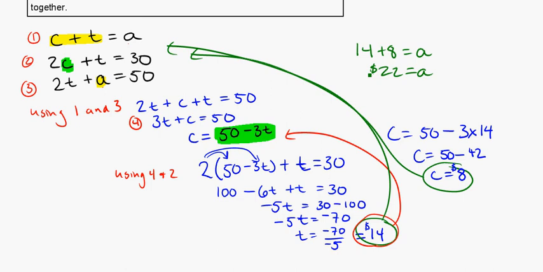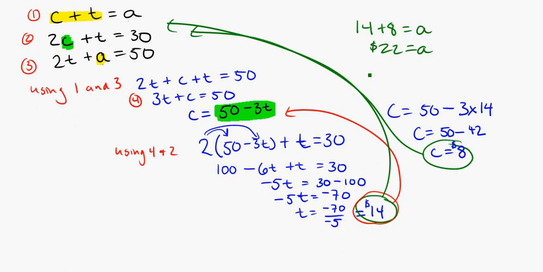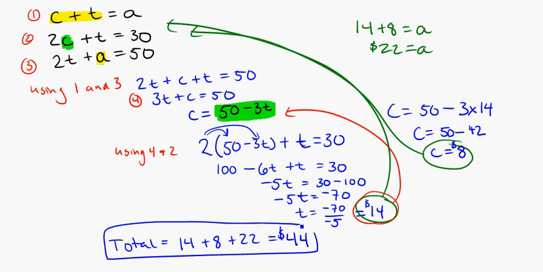But let's pay attention. If we don't answer the question, we don't get any credit for it. So they're asking how much does it cost for one adult, one teen, and one child all together. So we need to give them a total cost answer. So our total is going to be 14 plus 8 plus 22, which is $44. So I'd say my final answer here is $44, cost for one child, one teen, and one adult.